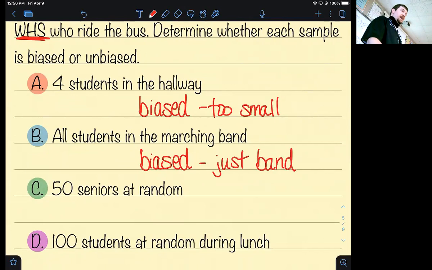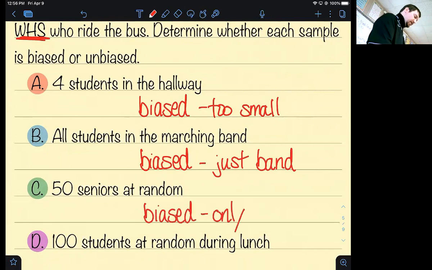50 seniors at random. Unbiased? Nope, biased. It's only seniors. Thank you, Tobin. You can't only ask one grade level. You have to include the juniors, the sophomores, and the freshmen.